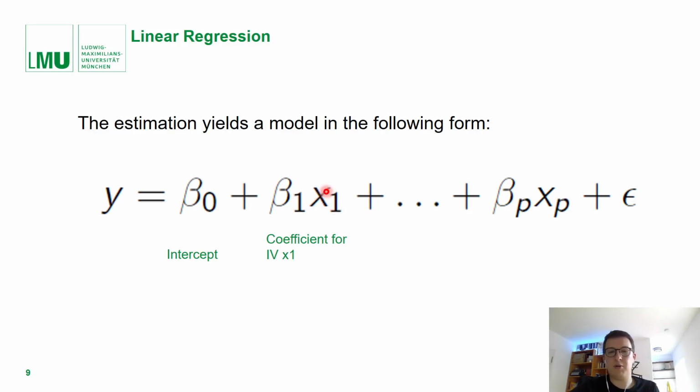For example, x1 could be an independent variable. Let's say this is the number of children. We get a coefficient for each of the independent variables, which can be used to interpret the relationship between an independent variable and the dependent variable in this model. And the sum of the right side of the equation is then what our model would predict or estimate for our dependent variable.